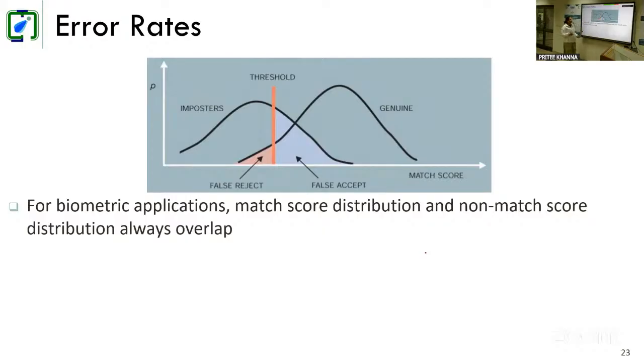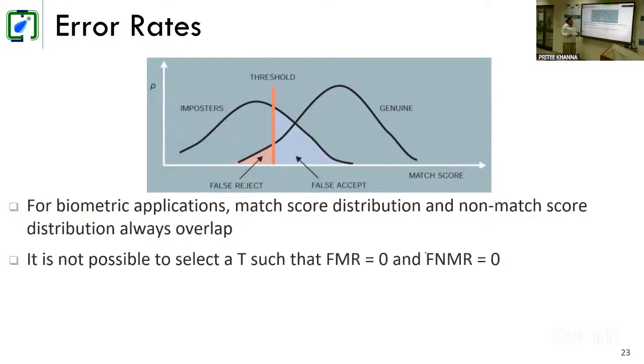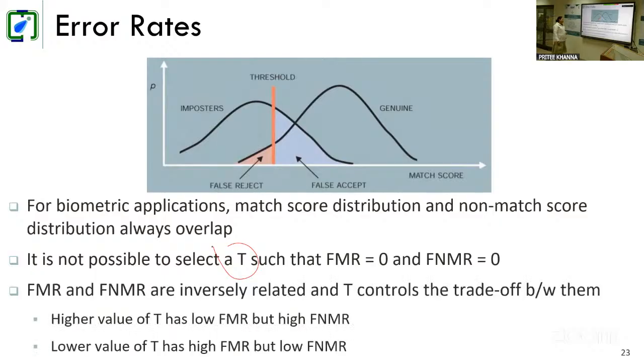These score distributions are always going to overlap, right? You will never get a perfect situation where they do not. So it is not possible for us to select a threshold where the false match rate as well as the false non-match rate both will be zero, right? It is not possible. Also, they are inversely related, right? Because if you increase or decrease the threshold, one value decreases, then the other value increases.